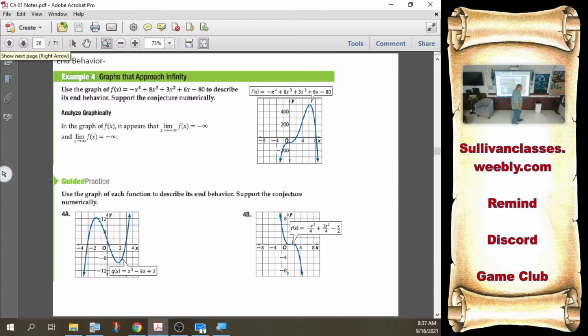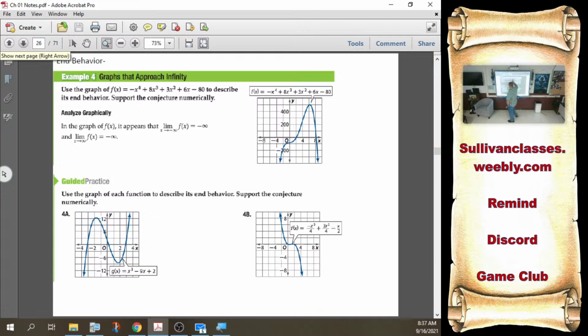I was a little alarmed the other day when I started talking about that end behavior chart and kids started saying things like, oh yeah, up and down, down and up. I remember that. That's actually college. Okay.